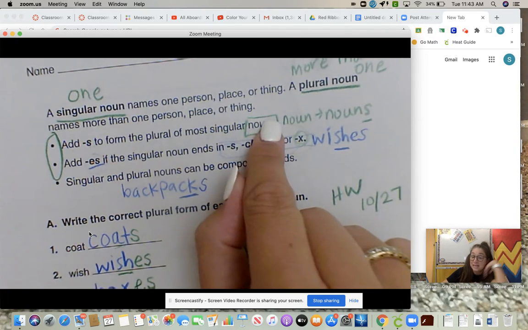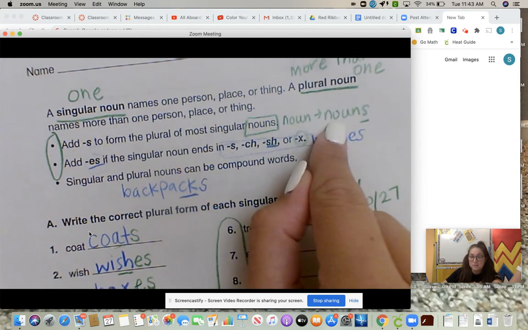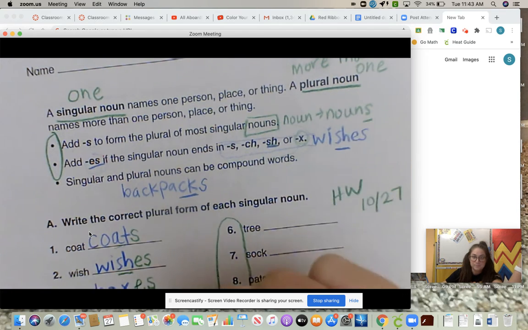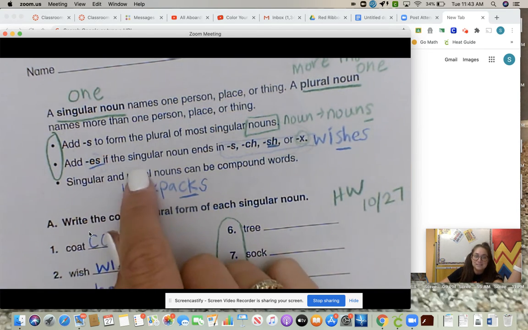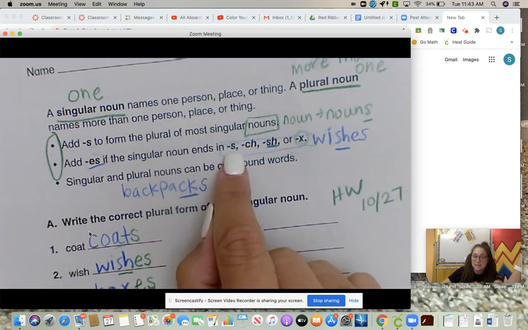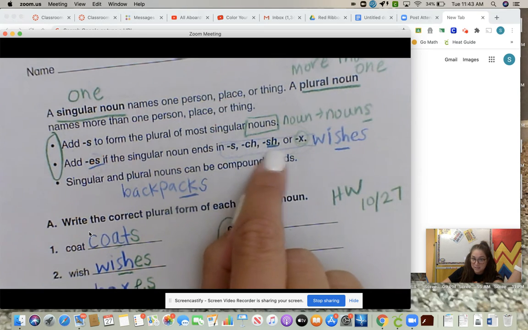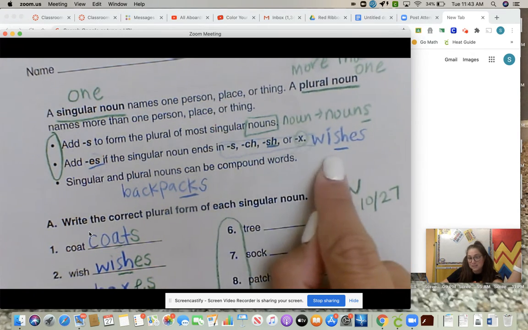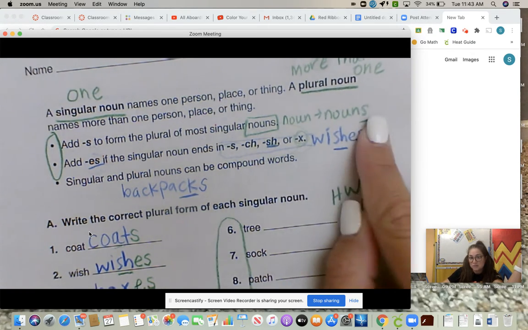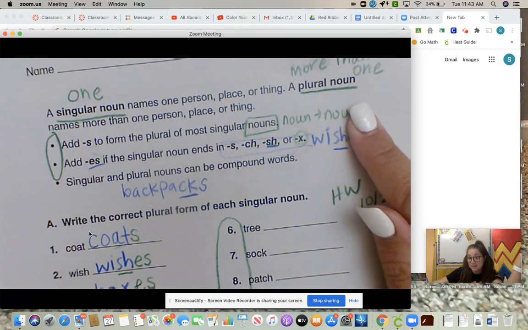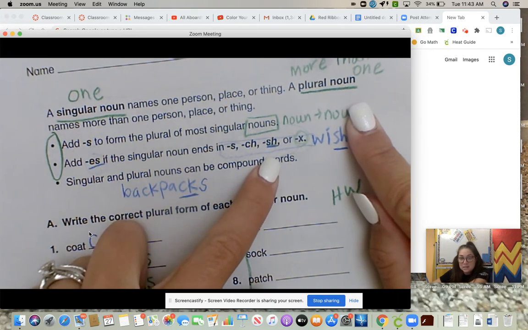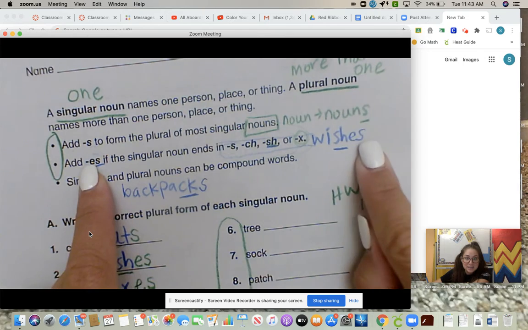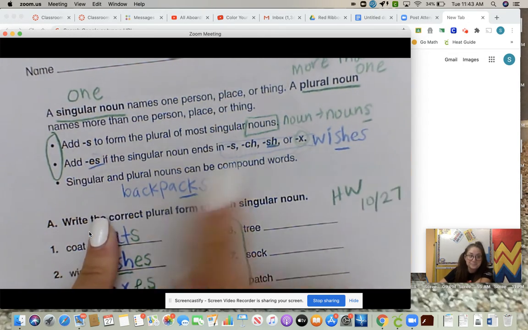So nouns, this is actually one noun, you would just put an S at the end for nouns. You would add ES if the singular noun ends in S, CH, SH, or X. For example, wishes, wish ends in SH. That is right here. So then you're going to add an ES to the end to make it wishes.